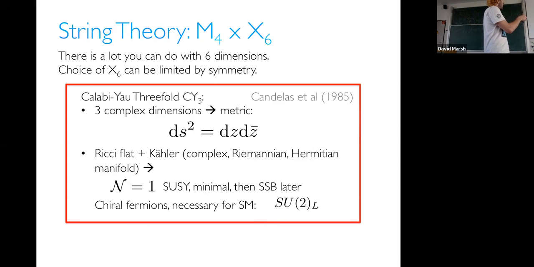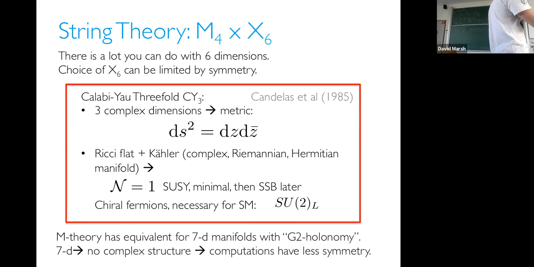Then they also demanded that they get only minimal supersymmetry in 4 dimensions. So string theory is maximally supersymmetric, which in 4D would be N equals 8 supersymmetry, I think. But they demanded that you only got one of those supersymmetries down in the 4 dimensions. And then you have to later break that with spontaneous symmetry breaking, for example. So of course you don't necessarily have to have this condition, but supersymmetry generally makes people's computational life easier, so that's why people do this. So this tells you that you have to have what's called a Calabi-Yau threefold.